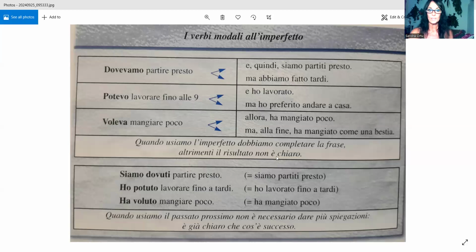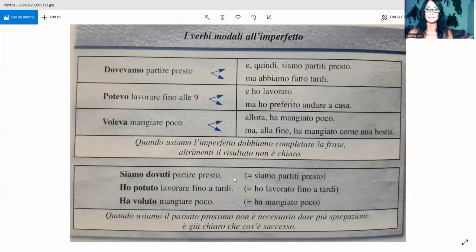"Infatti," it says here, "quando usiamo l'imperfetto, dobbiamo completare la frase, altrimenti il risultato non è chiaro." So when we use the imperfect, we must complete the sentence, otherwise the result, the outcome, is not clear. So this is with the imperfect tense. Let's see what happens with passato prossimo. We have kind of similar examples.